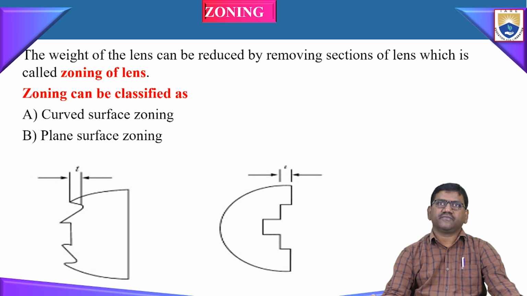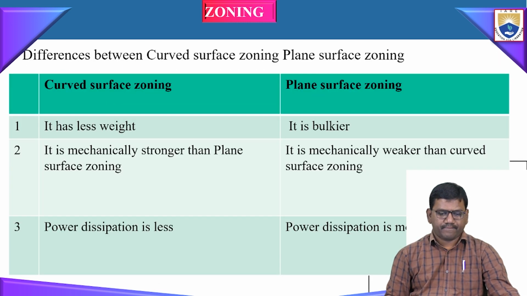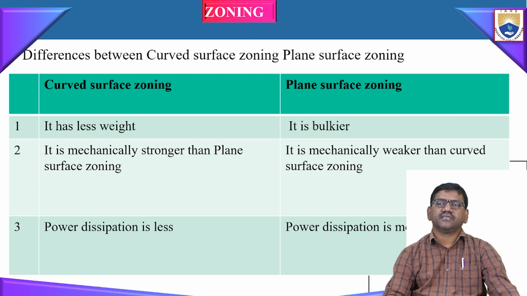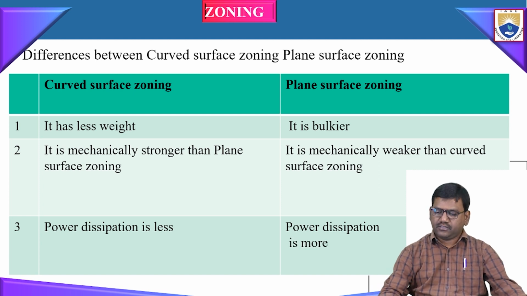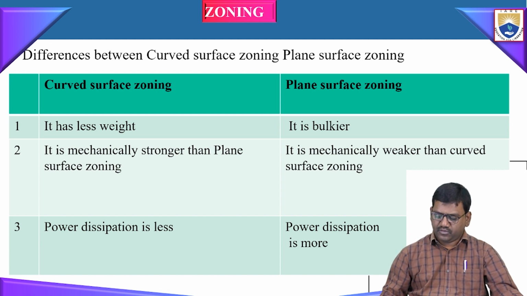There are two types of zoning: curved surface zoning and plane surface zoning. Curved surface zoning has less weight, is mechanically stronger, and power dissipation is less. In plane surface zoning, it is bulkier, mechanically weaker, and power dissipation will be more.